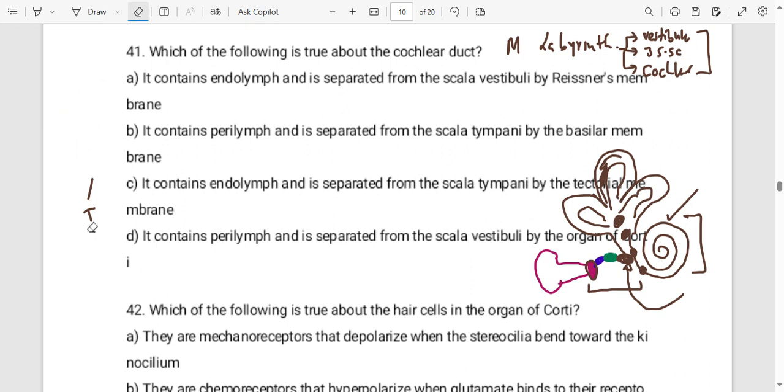Now, let's get the cochlea alone to look at its structure so that we can answer this question properly. Let's see how it is organized.